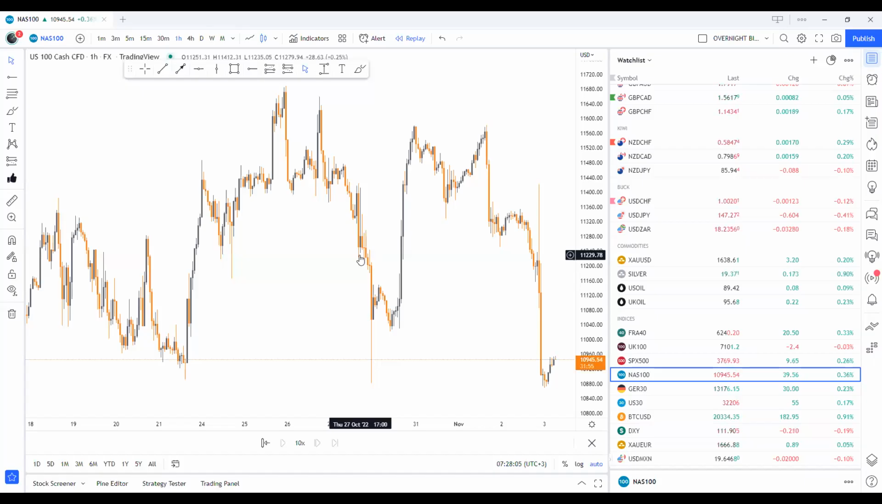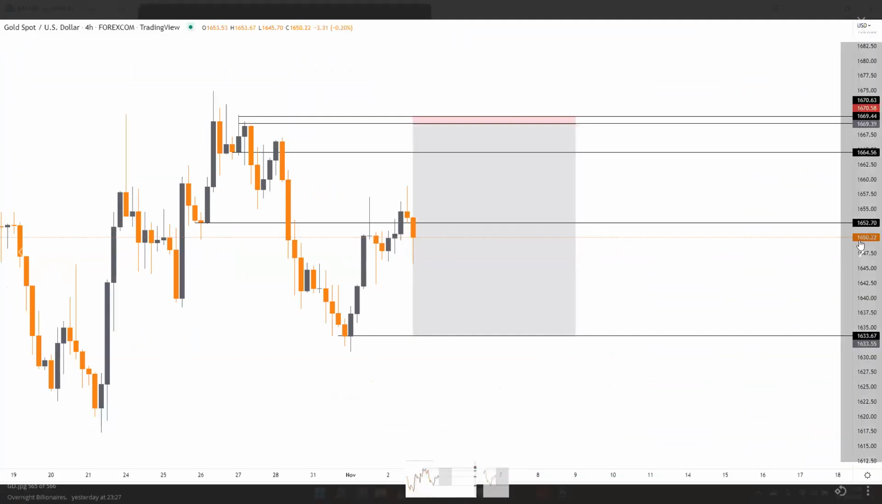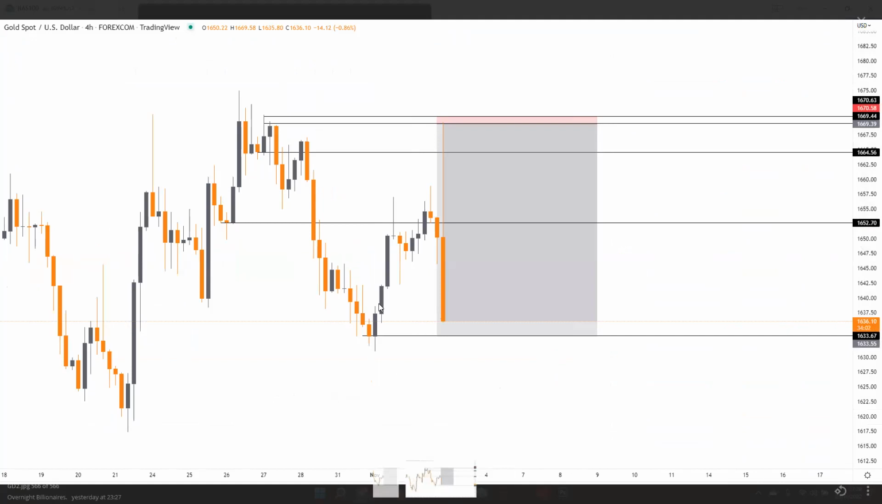Hello everyone. Today I want to explain how I took this trade on gold during the FOMC time. This trade, and these are the results of the trade. So I want to do some explanations. How did I capture all this?